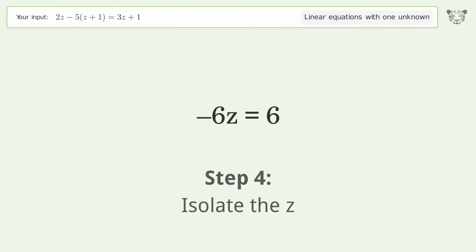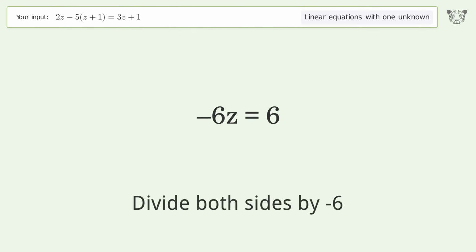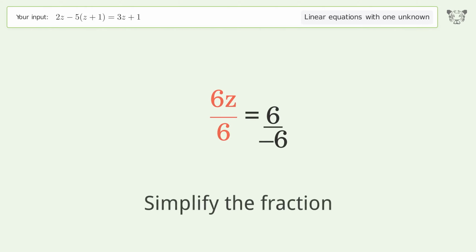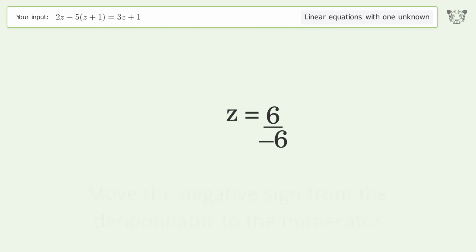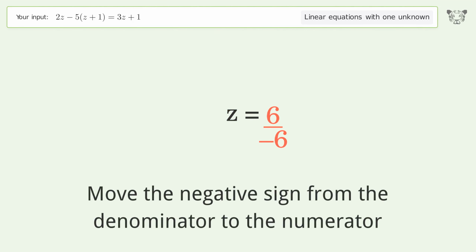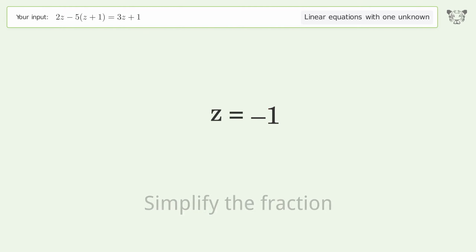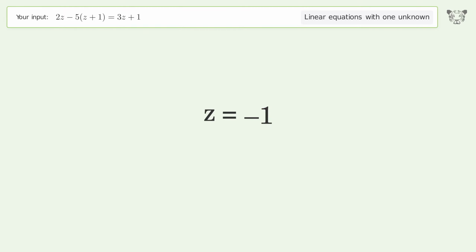Isolate the z. Divide both sides by -6. Cancel out the negatives. Simplify the fraction. Move the negative sign from the denominator to the numerator. Simplify the fraction. And so the final result is z equals -1.